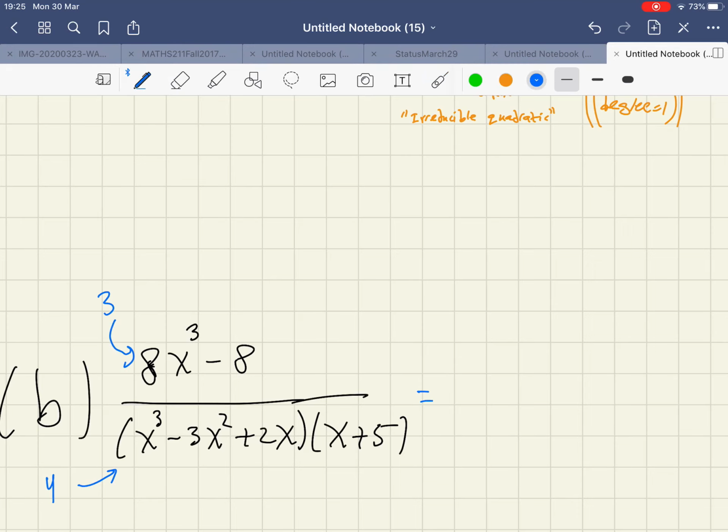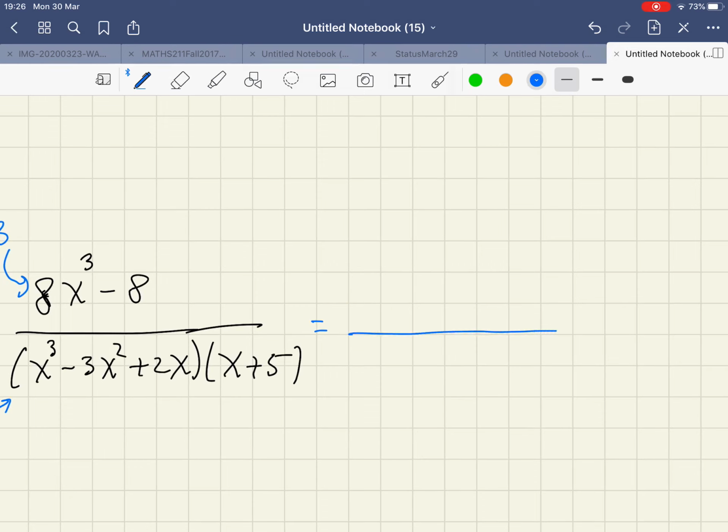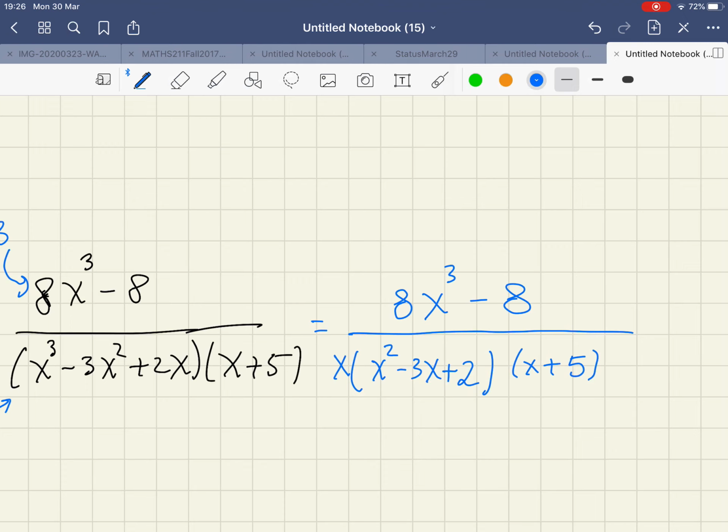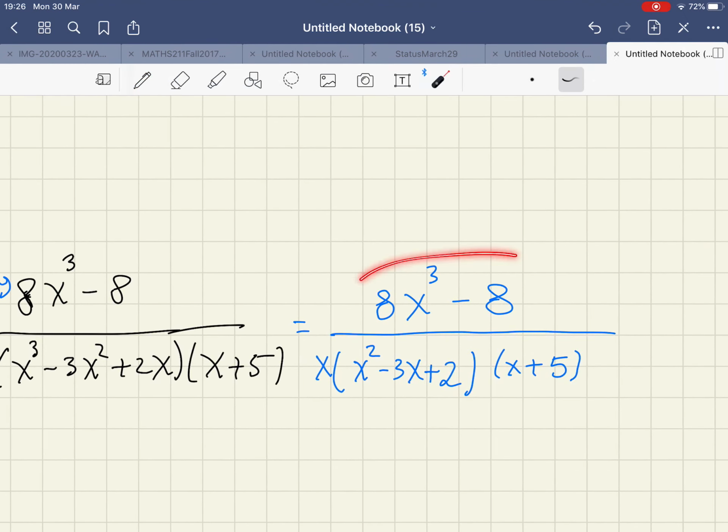The next step, we need to factor. Look at x plus 5. Can we factor x plus 5? No, we cannot factor it. How about this one? Can we factor it? Yes, we can factor. So we get x squared minus 3x plus 2. And here we have 8x cubed minus 8. Remember, we don't need to factor the numerator. This can be factored, but we don't factor it. We just factor the denominator.